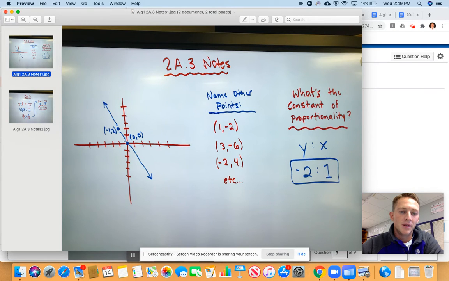And there's 2 points that they give us on this line. We have -1, 2 right here. We went left 1, up 2. We also have the point 0, 0. So what are some other points that we could find on this graph?